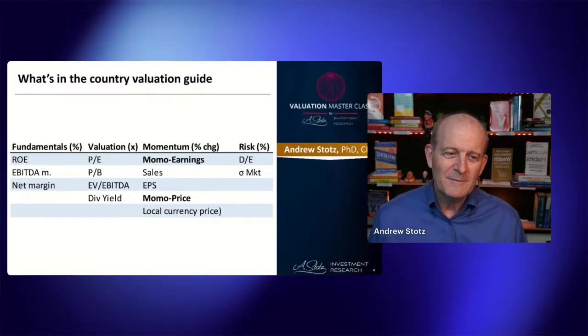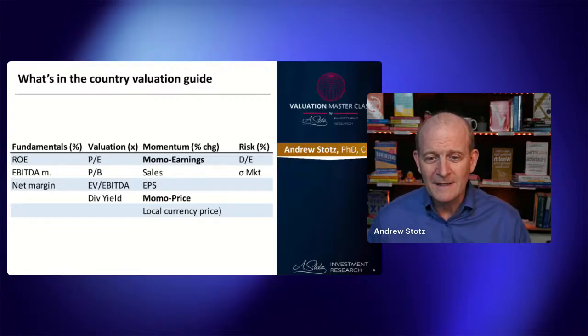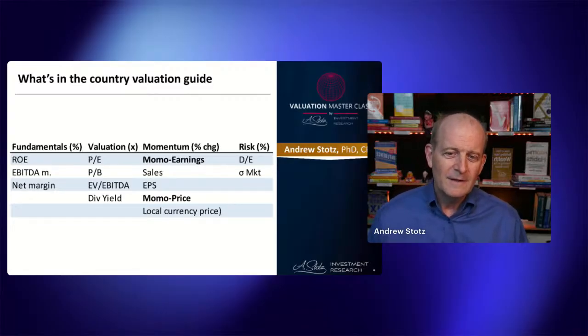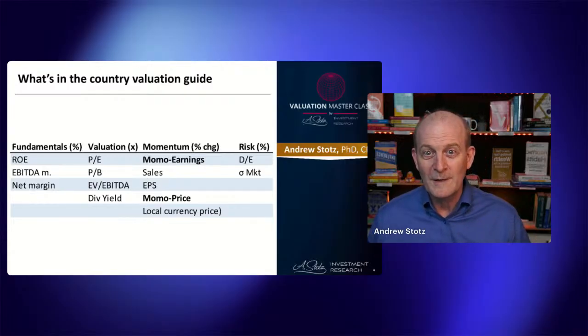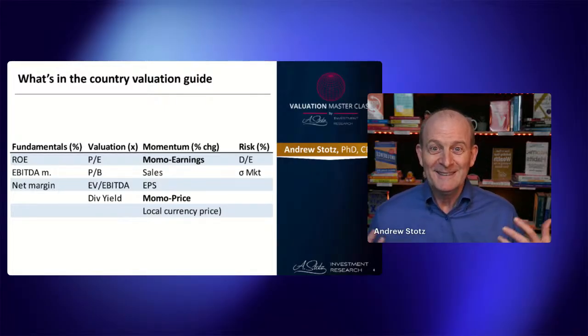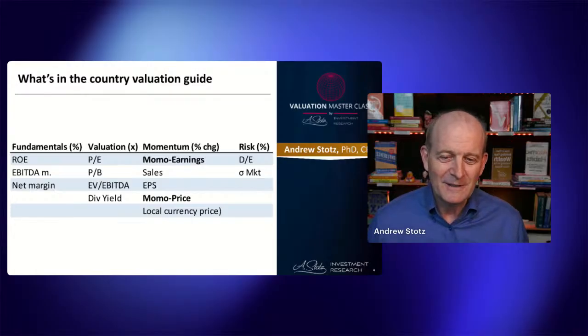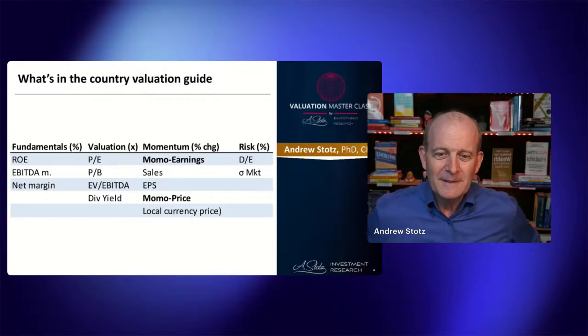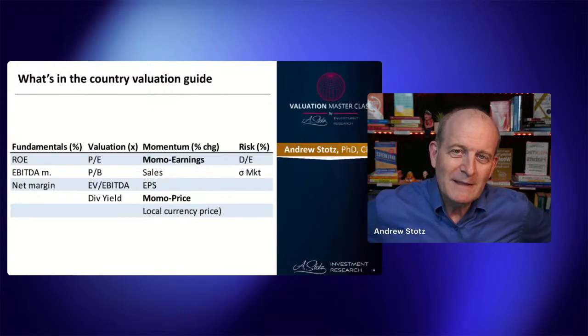Under valuation, I'm going to show the PE, the price to book, the EV, the enterprise value to EBITDA, and the dividend yield. Now for PE, price to book, and EV to EBITDA, we want them to be as low as possible. Low is cheap. And dividend yield, we want to be as high as possible, because the higher the dividend yield is, generally the lower the price is.